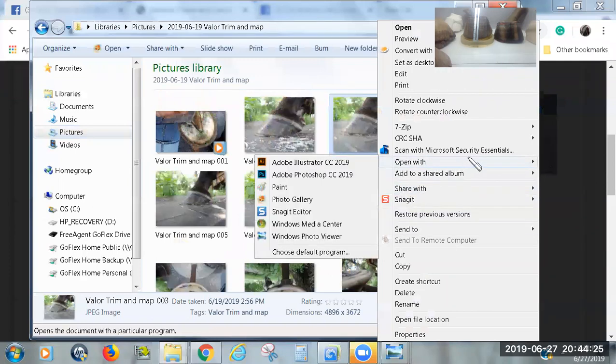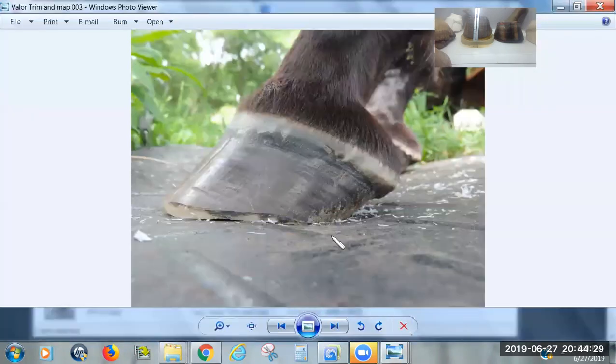See, a lot of this trim is first getting to understand what the true foot is, because if you don't know what the true foot is, you can't put things together to trim to get it that way. Okay, you see here, the cartilage in the bulb back here, how big it is.